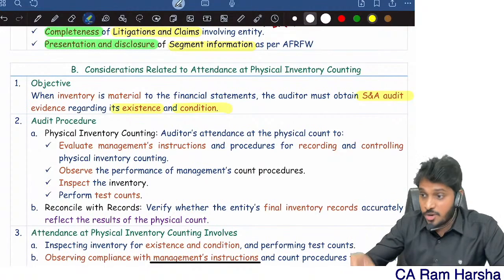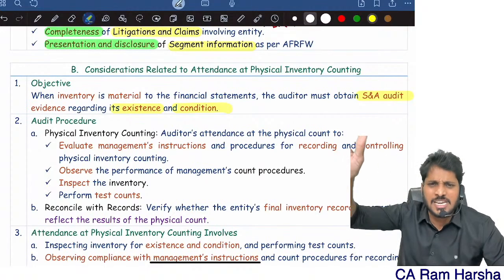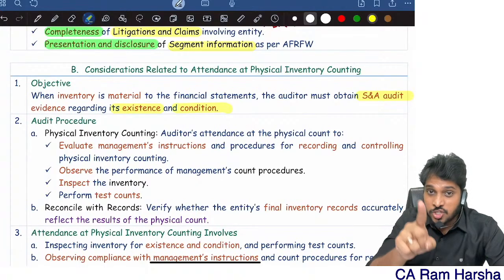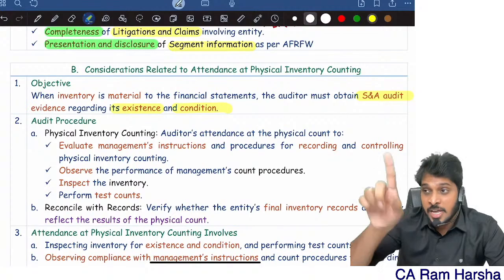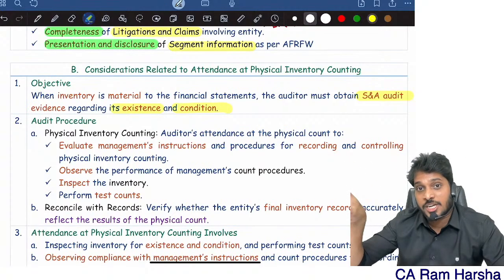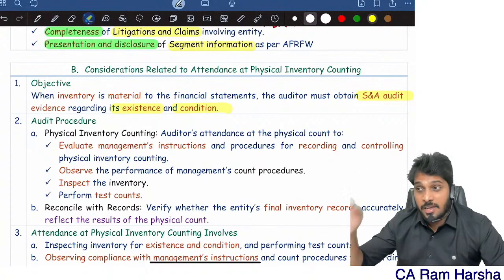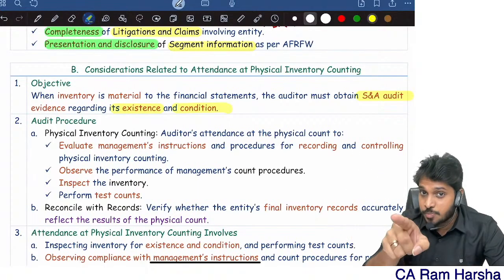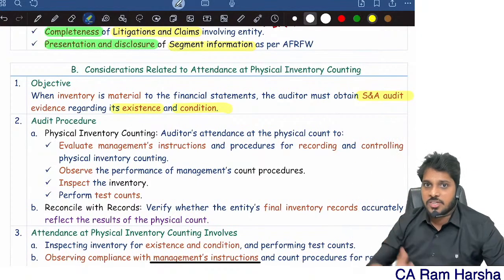We are bothered about existence of inventory. Is inventory there physically, first of all? If it is there, in what condition is it? Condition of inventory is important for valuation of inventory. If the inventory is in damaged or obsolete condition, then it is valued always at NRV. If the inventory is in good condition, then it is valued at cost or NRV, whichever is lower. Remember this principle. So condition of inventory is most important.